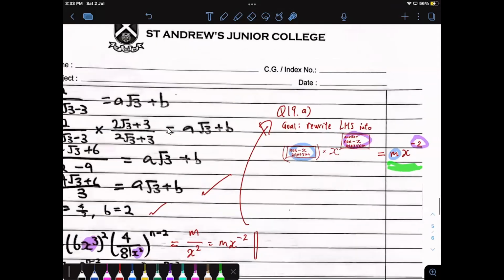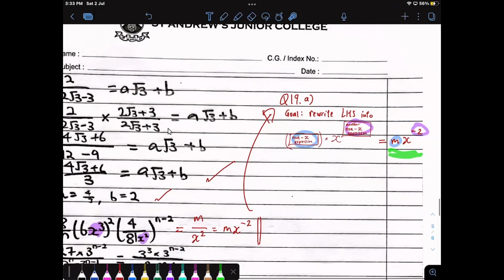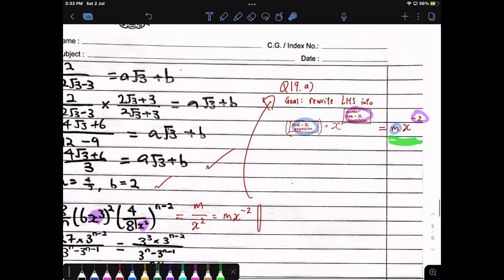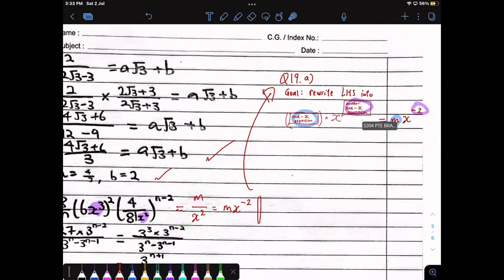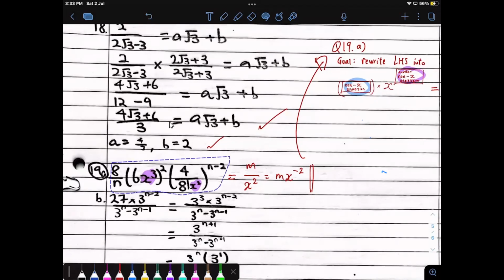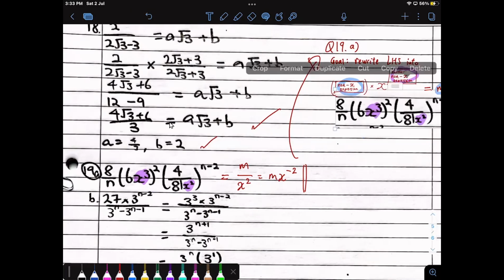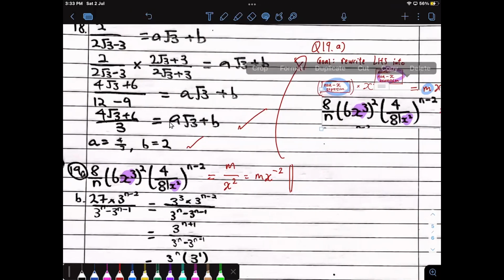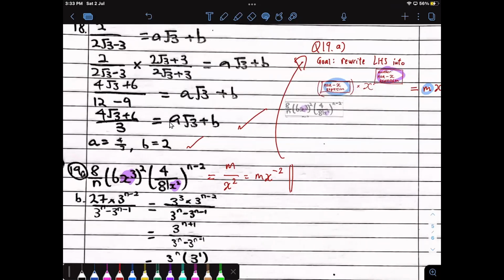How do I get that? It's because you start off with m over x squared. You bring the x squared on top, you get x power -2. Okay. Right? Okay, so let's begin. Let's see how we can do that. Okay, we'll work with the left-hand side.